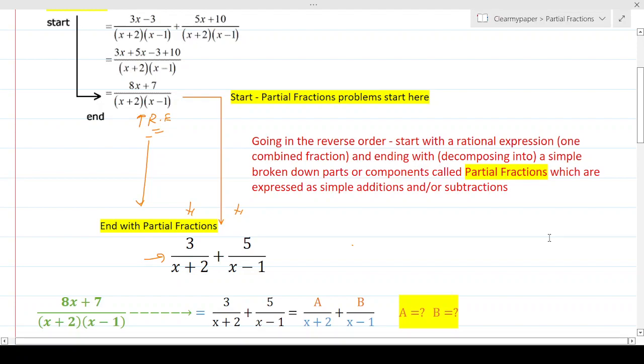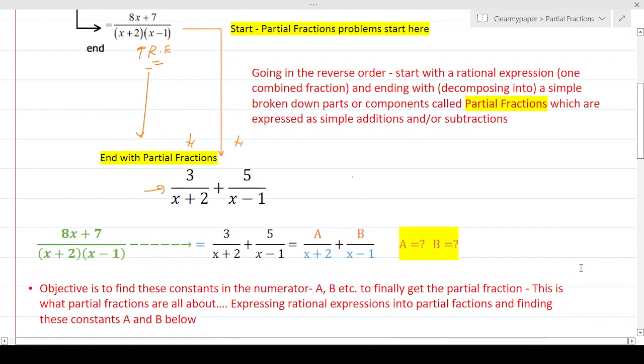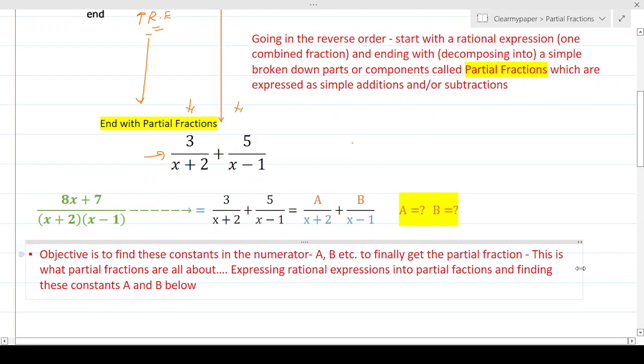So partial fraction is nothing but taking a rational expression and decomposing it into simpler parts which are fractional in nature, and these simple fractions are called partial fractions. When we combine them, you get back the rational expression. When you uncombine them, you get the individual partial fractions. So you start with the rational expression and you end with a partial fraction. Pretty much this is what it is over here. You start with a rational expression, the same problem, and you end with a partial fraction.